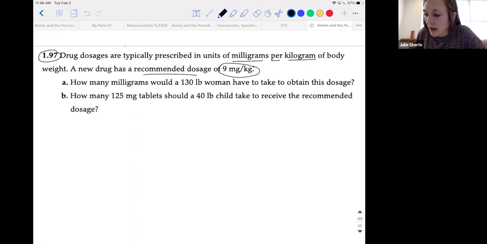Question A, or part A, says how many milligrams would a 130-pound woman have to take to obtain this dosage? So I'm going to give you a minute. Read it. Try to figure out, where do I need to start? What is my question asking for? What units? And then I'm going to come behind you and we'll work it out.